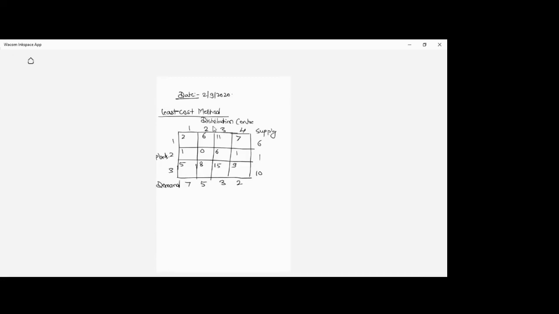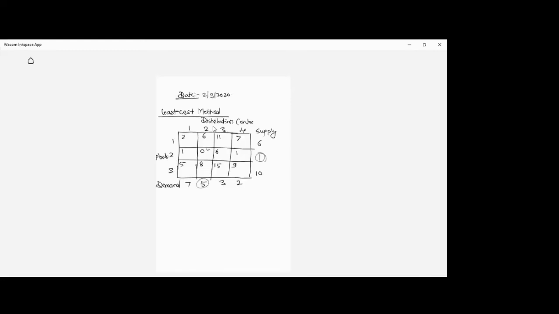As the name suggests, in the least cost method, we'll be identifying the cell which has the least cost of transportation from all these cells. From all these cells, it is evident that this cell, which has the unit transportation cost of 0, has the least cost. And we are going to allocate the maximum value in this particular cell. So now the supply constraint along this row is 1, and here we also have the distribution center constraint.